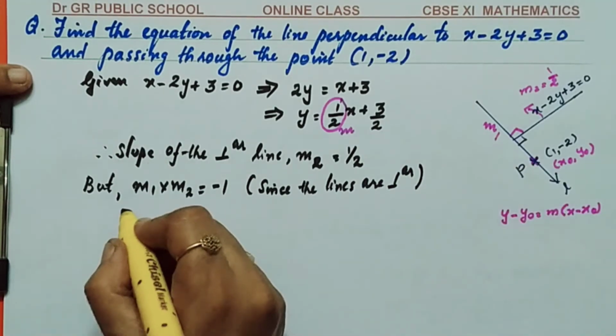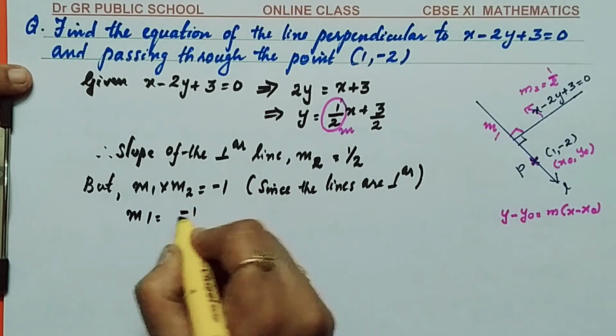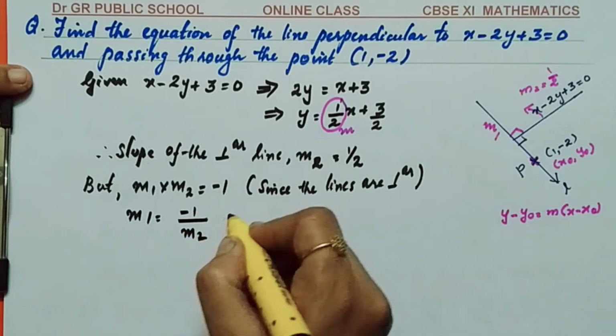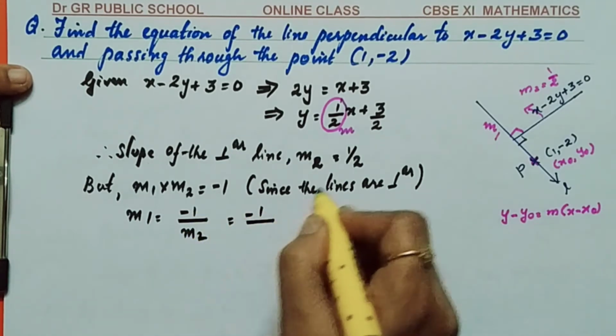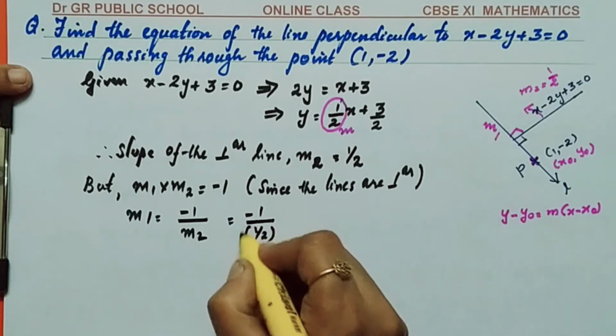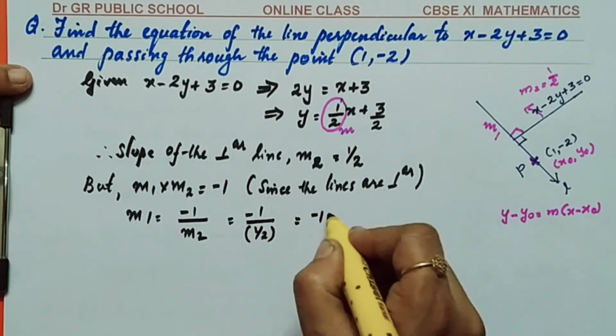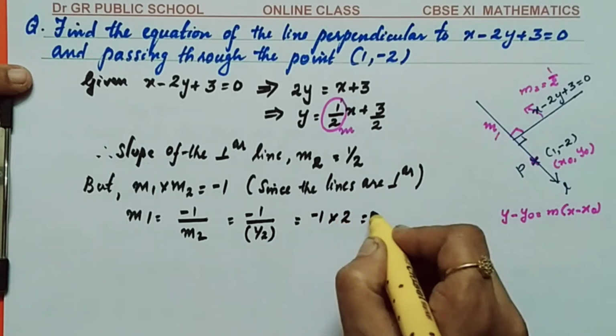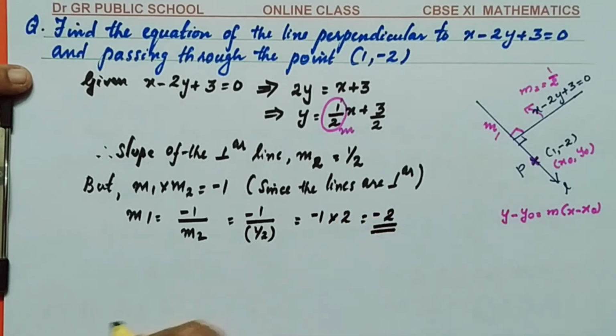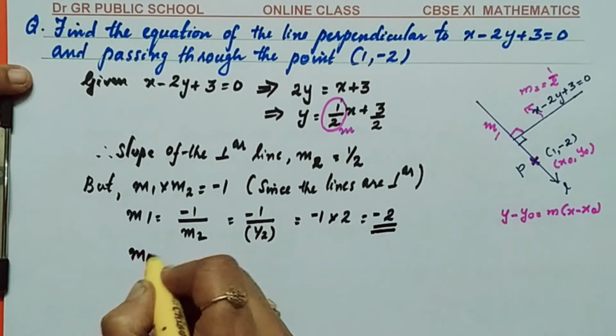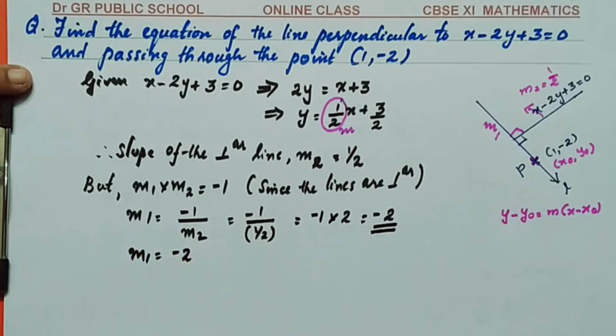So m1 equals minus 1 by m2 equals minus 1 by, what is the value of m2? 1 by 2. Division of two fractions: write the first fraction as it is, take the reciprocal and multiply, get minus 2 as the slope m1. Therefore m1 equals minus 2. Thus the slope of the required line is obtained.